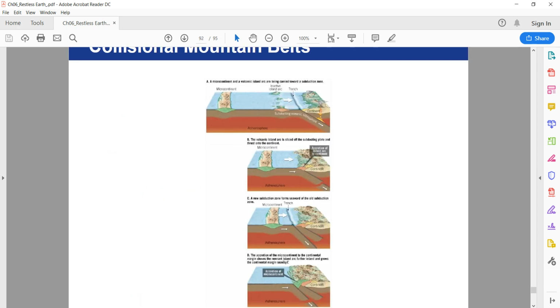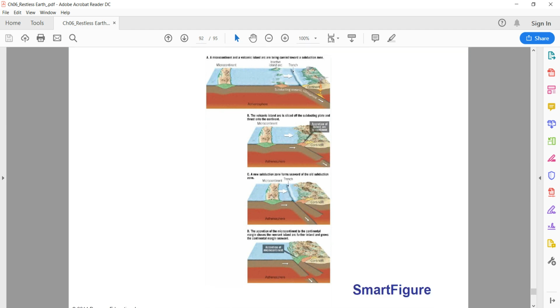So when this oceanic plate is now subducting under here, this is bringing these microcontinents closer and closer to the continent. So as this plate is subducting under the continents, it is bringing these microcontinents closer toward the continental plate. And here you can see that it is becoming even much closer now. Here now you can see that the microcontinents have just become very near this subduction zone.